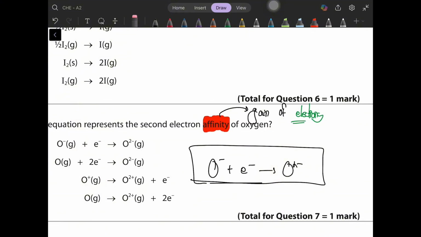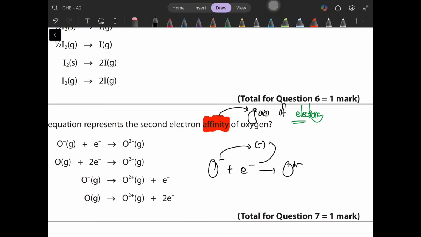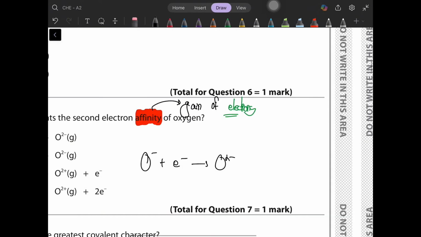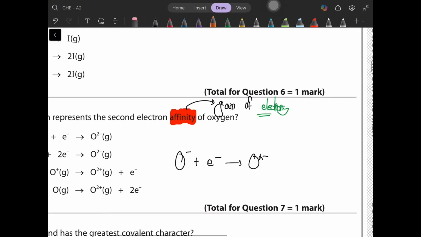The second electron affinity is always going to be positive, because this oxygen already has a negative charge and this electron also has a negative charge, and the negative charges are going to repel each other. To overcome this repulsion you need to provide energy. For this reason the second electron affinity is always going to be endothermic.